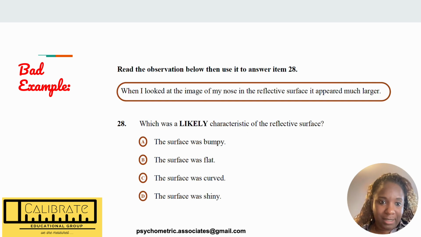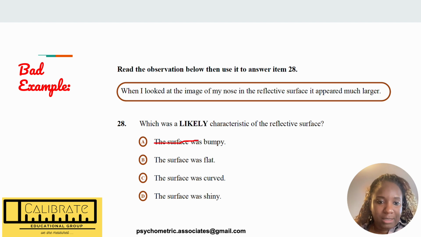So this one says, when I looked at the image of my nose in the reflective surface, it appeared to be much larger, which was a likely characteristic of the reflective surface. And again, as you can see, we have the surface was bumpy, the surface was flat, the surface was curved, the surface was shiny.